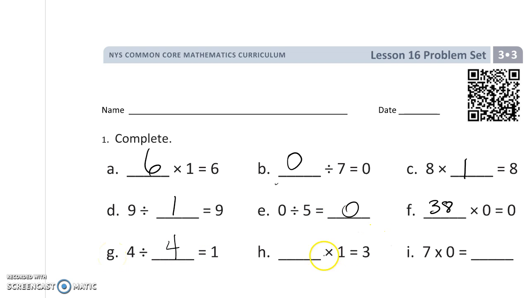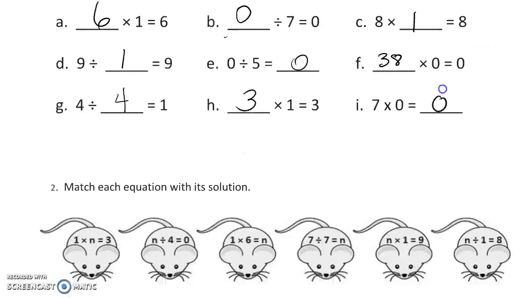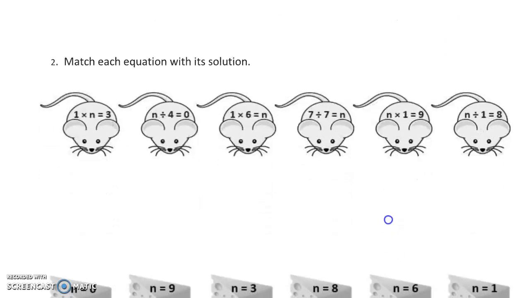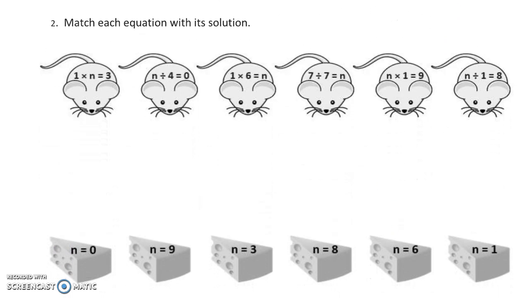All right. What number times 1 gives you 3? 3, similar to letter A. And then letter I, any number times 0 is always 0. Okay, so that's our start using 0s and 1s. Now, let's get into the mice. We have to match each equation with its solution. So we've got unknowns. We have to draw some lines to the cheese.